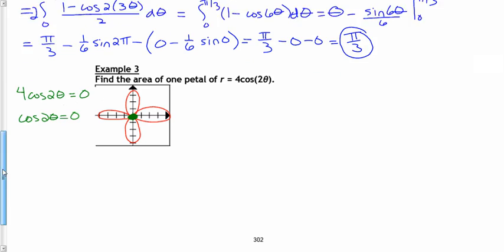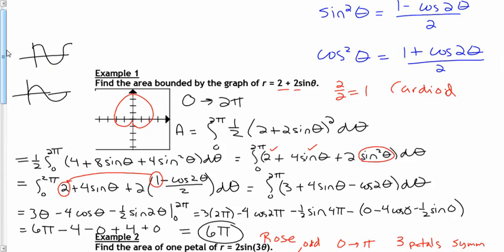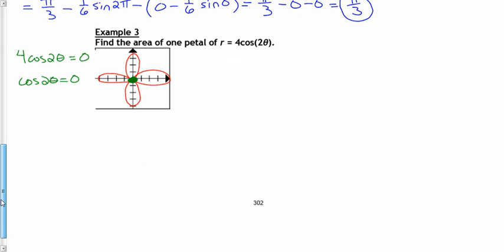Hold on a second. Coming back up to my little sketch, here's my cosine graph. This is 2 pi over here, which means this is pi, which means right here is pi over 2, and this is 3 pi over 2. So cosine is 0 when I'm taking the cosine of pi over 2, and when I'm taking the cosine of 3 pi over 2. So, sorry about that. Coming back down here, I know I want 2 theta to be pi over 2, and I also want 2 theta to be equal to 3 pi over 2. So in the first one, that tells me that theta is going to be pi over 4, and in this one it tells me theta is going to be 3 pi over 4.